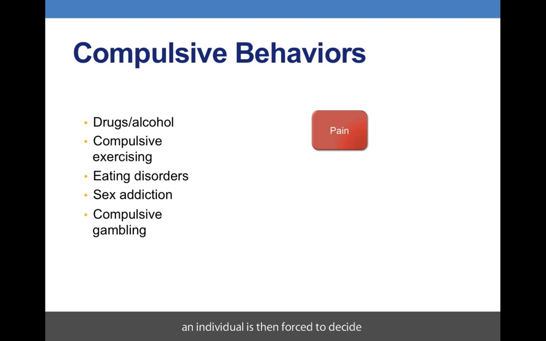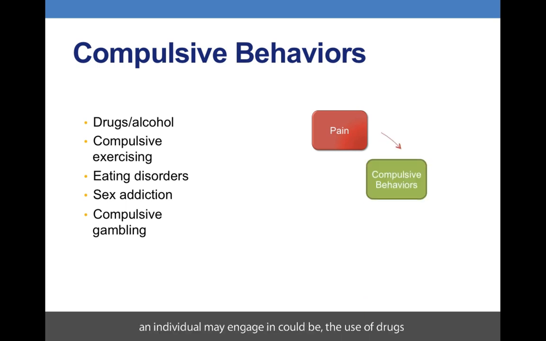After pain is experienced, an individual is then forced to decide how they will choose to react to the pain. On the compulsive side of the model, the individual will lack those positive coping skills, which will lead them to engage in compulsive behaviors to manage the pain. Examples of compulsive behaviors that an individual may engage in could be the use of drugs or alcohol, or engaging in many different types of process or behavioral addictions, such as compulsive exercising, eating disorders, sex addiction, compulsive gambling, compulsive shopping, hoarding.